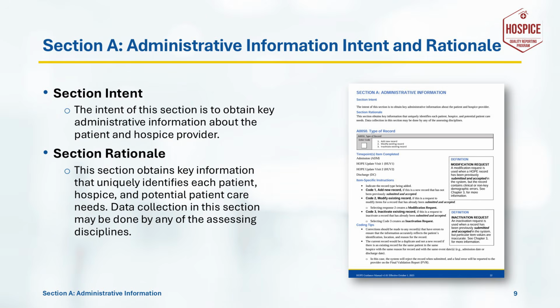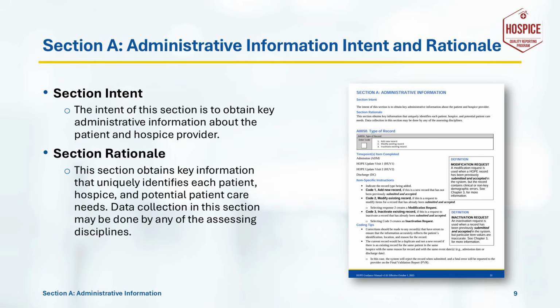Let's discuss the intent and rationale for Section A, Administrative Information. The intent of Section A is to obtain key administrative information about the patient and hospice provider. The rationale is that these items help to uniquely identify each patient and hospice, as well as some of the potential patient care needs. Data collection in this section may be done by any of the assessing disciplines. While it will appear that some of these items are repeated with each time point, many will be automatically populated during submission through your electronic health record system.